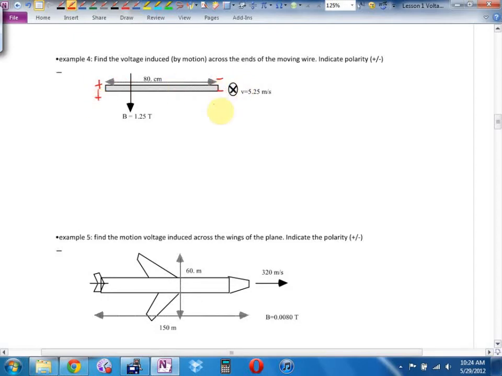How many volts? So this is a bar that's 80 centimeters long. Magnetic field of 1.25 teslas, fairly strong. Velocity 5.25 meters per second, not very fast.